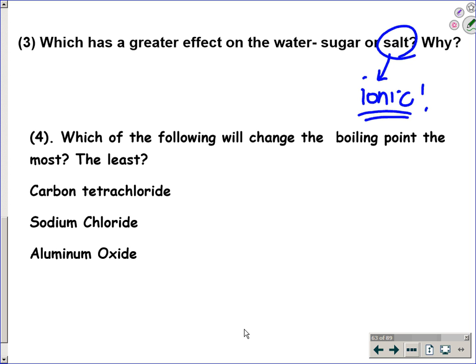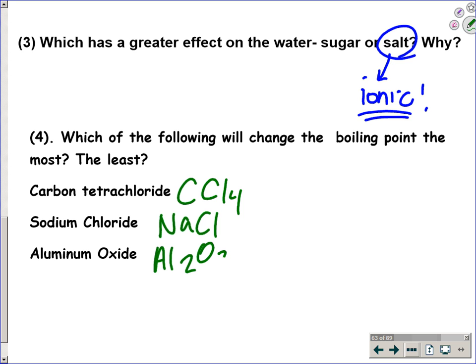Hannah's table, give me one of these formulas here. Good. Carbon tetrachloride, CCl4. Bradley's table, another. NaCl, and then Bailey's table, the other. Al2O3. Good. Okay. Which of these is going to impact the boiling point the most?